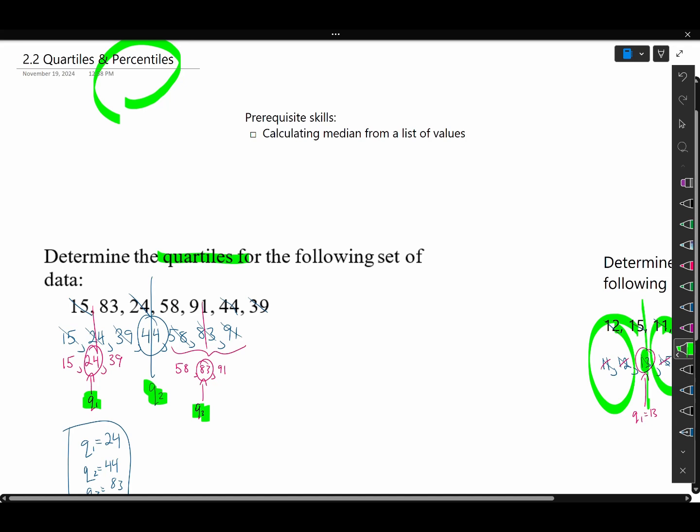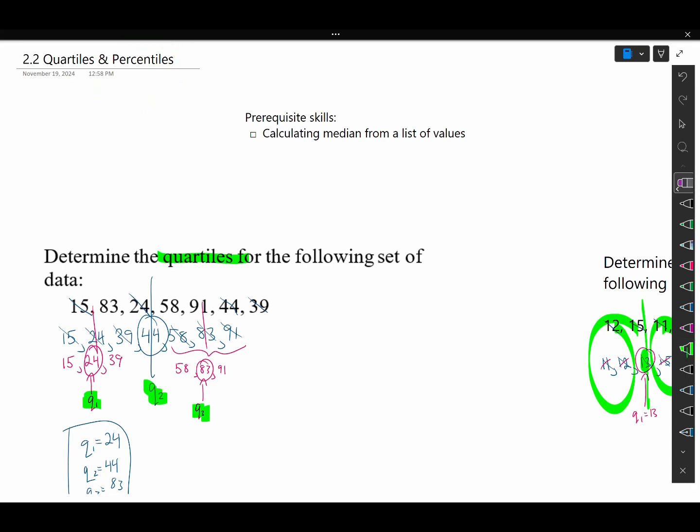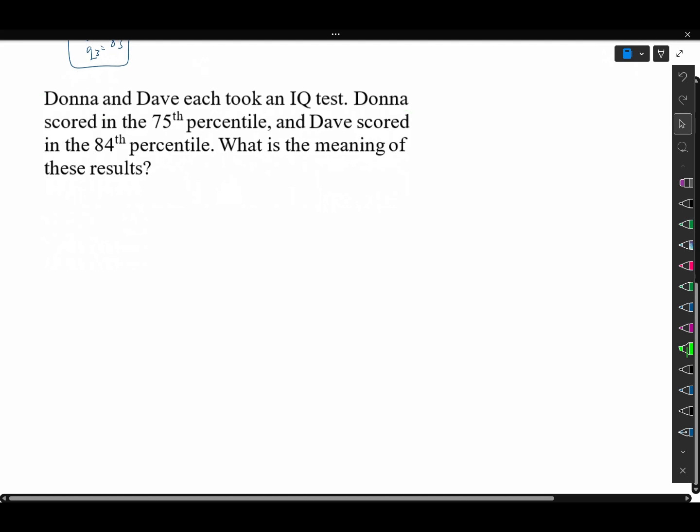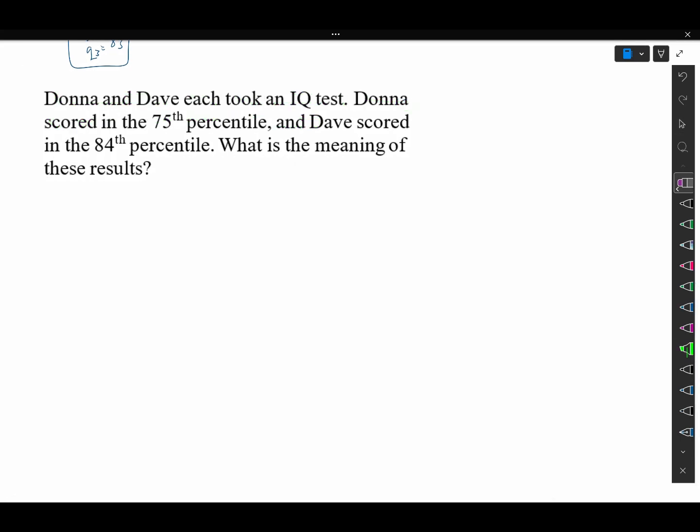Percentiles follow the same kind of logic, except they're not splitting it up into four quarters. They're splitting it up into 100 different percent pieces. So we're not going to perform that calculation ourselves, again, because it would be pretty tedious to go through a great big data set like that. But hopefully we can take the meaning behind a percentile to draw some conclusions.